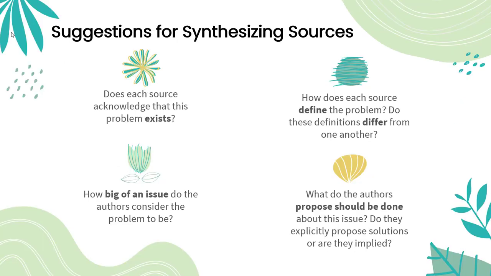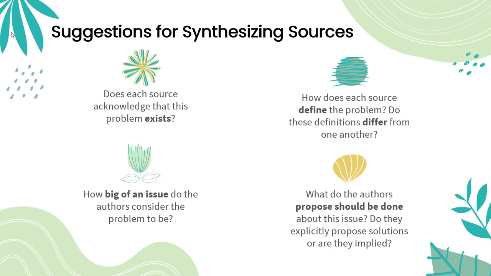There are several questions that you can ask yourself that can help you put these sources in conversation with one another and synthesize what authors have had to say. You'll want to determine whether or not each source acknowledges that whatever problem you've chosen actually exists. Do you have competing experts in one conversation? If the authors all acknowledge that the problem exists, then you can move into the nuances of how each source defines the problem at hand. And do those definitions differ from one another at all?